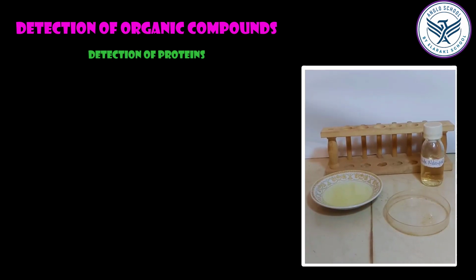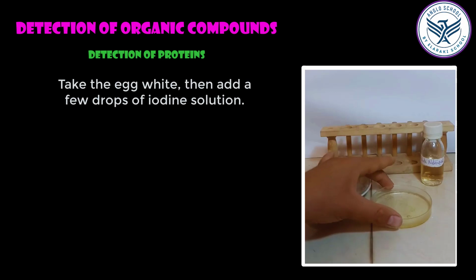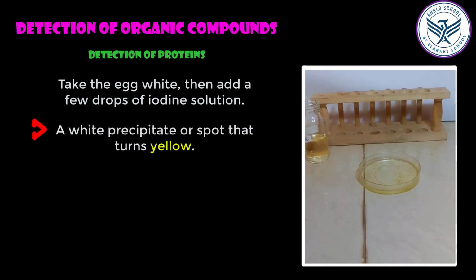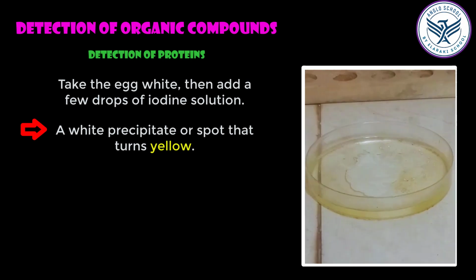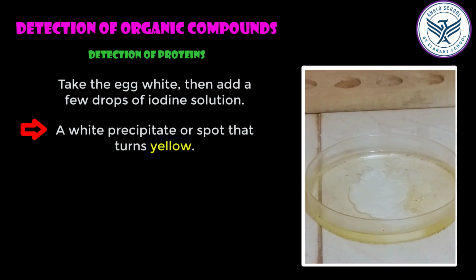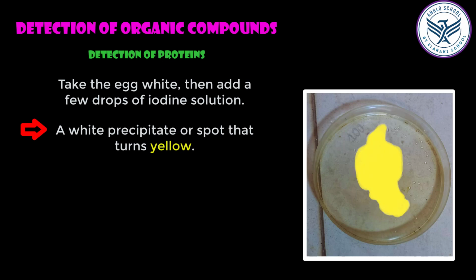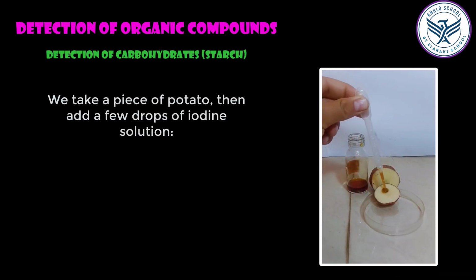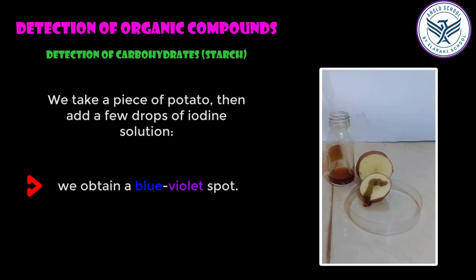Detection of proteins. Take the egg white, then add a few drops of iodine solution. We observed a white precipitate or spot that turned yellow. Detection of carbohydrate starch. We take a piece of potato, then add a few drops of iodine solution. We obtain a blue-violet spot.